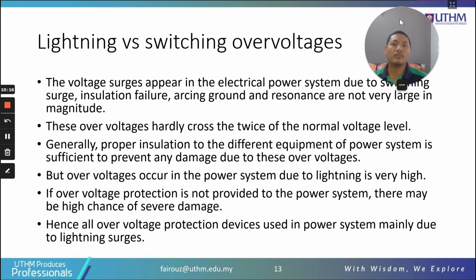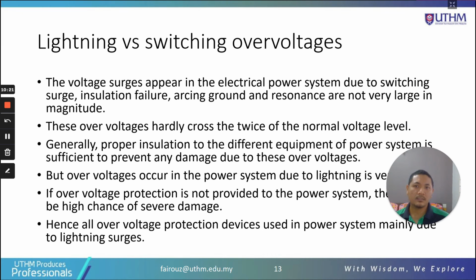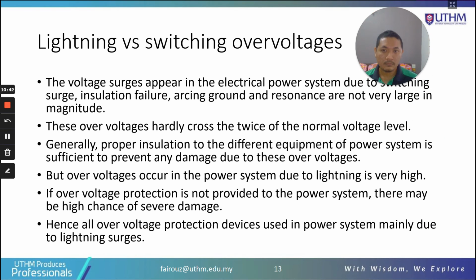So let's compare between lightning and switching overvoltages. Voltage surges appear in the electrical power system due to switching surge, insulation failure, arcing ground, and resonance, and these are not very large in magnitude. These overvoltages hardly cross twice the normal voltage level. Generally, proper insulation of the different equipment of the power system is sufficient to prevent any damage due to these overvoltages.